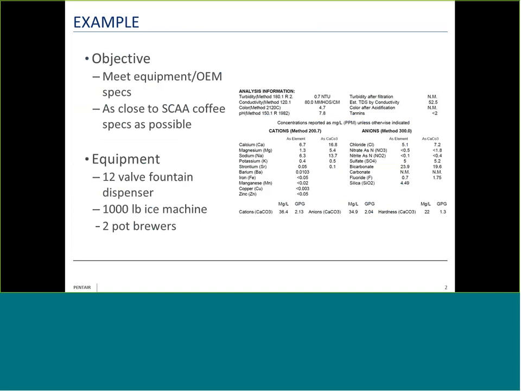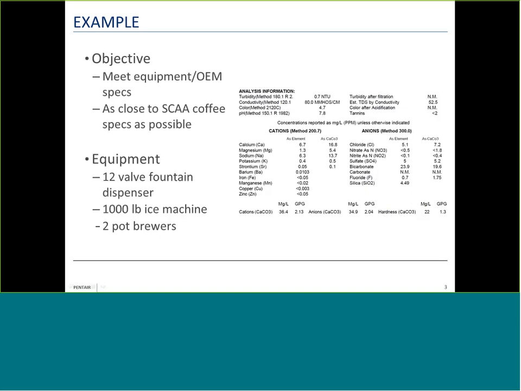We have a 12-fountain dispenser. Those use 1.67 gallons per minute for the carbonator. That's the minimum flow we need. We have a 1,000-pound ice machine. It's a cuber, low flow, so we're going to be looking at up to 3 gallons per minute. So that's a total, let's round this up to 5 gallons per minute, and 2 pot brewers at a half gallon per minute each, so that's 1 gallon per minute, for a total of 6 GPM. So we know how much water we need to deliver, and how fast.